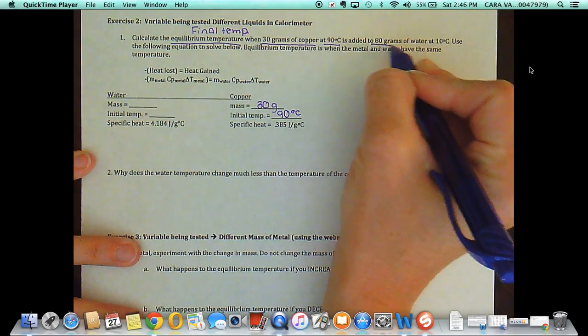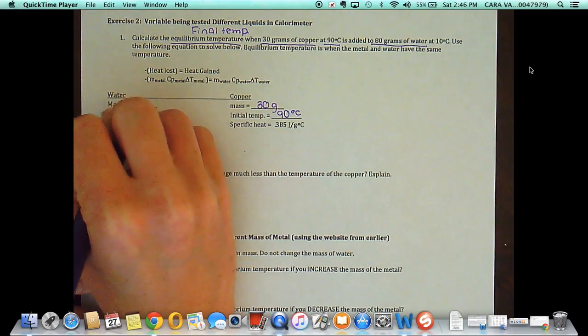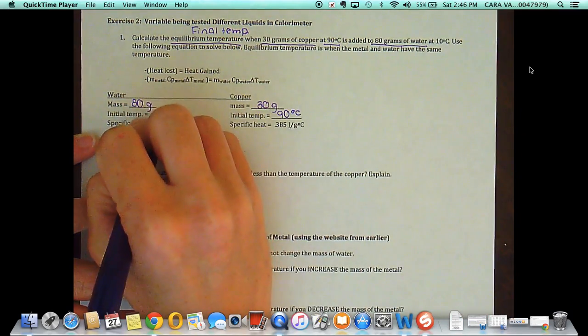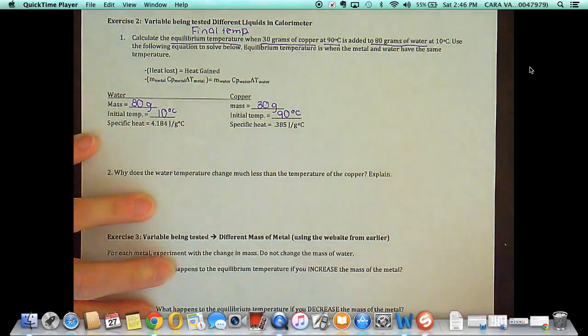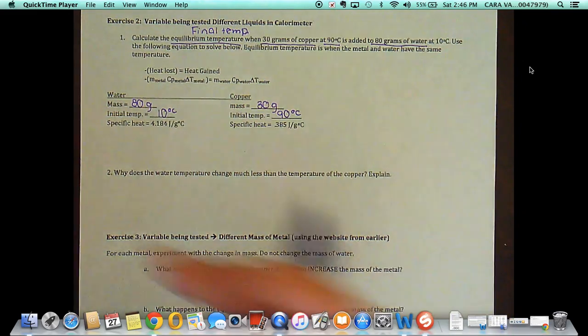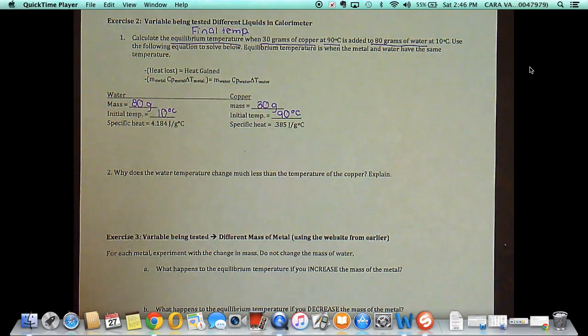It's added to 80 grams of water. So let's come over here and plug in our mass for 80 grams of water. And that initial temperature is 10 degrees Celsius. Use the following equation, and we see right here again that we're looking at heat lost equals heat gained by the water. This is just solving for a new variable. I'm looking at some distributive property, and again, I'm going to plug it into the equation, which you should be able to do, but the algebra on this definitely kind of has to make you think a little bit.